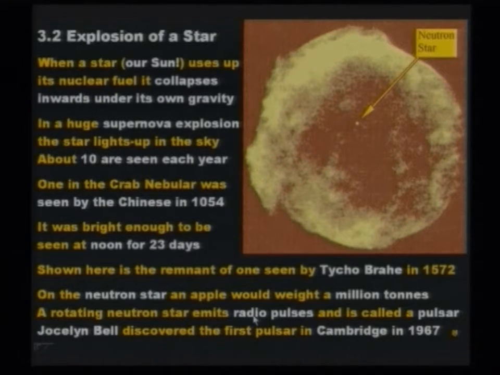It's interesting that if a neutron star is spinning, it actually emits radio pulses, and it's very often called a pulsar. The first ever pulsar was discovered here in Cambridge in 1967 by Jocelyn Bell, who's now a professor at Bath University.